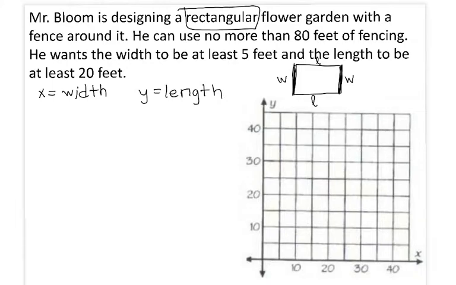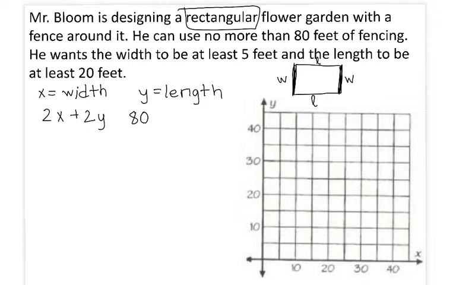So we can use the first piece of information about not using more than 80 feet. No more than 80 feet. So the perimeter is what would be used. So the total distance around the rectangular flower garden would be 2 times the width, which is x, so 2x plus our other two sides, which are our lengths. And our length is the variable y, so it's going to be plus 2y. And it can't be more than 80 feet.